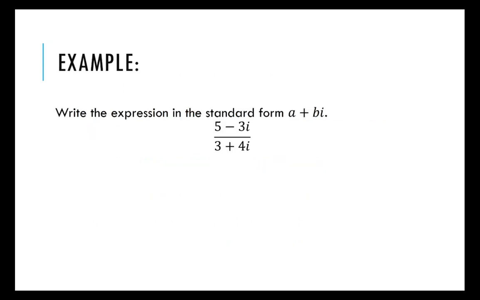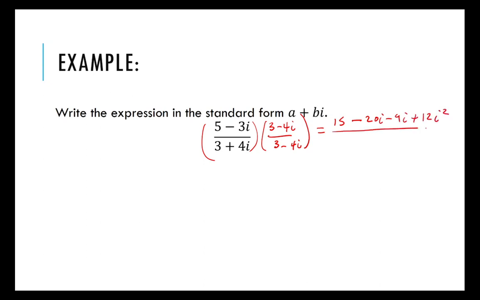So if we have 5 minus 3i divided by 3 plus 4i, we need to get this in standard form a plus bi. Well, the first thing we need to do is find the complex conjugate of the denominator. That's just going to be 3 minus 4i divided by 3 minus 4i. Then we multiply tops and bottoms. 5 times 3 is 15, minus 20i, minus 9i, plus 12i squared, divided by.